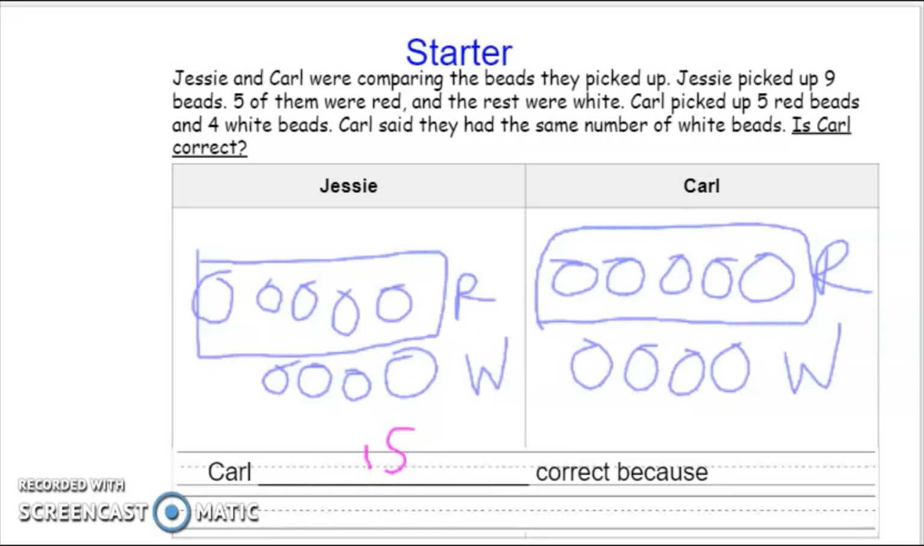Welcome back, my friends. Carl is correct because, great job, because they both have 4 white beads.